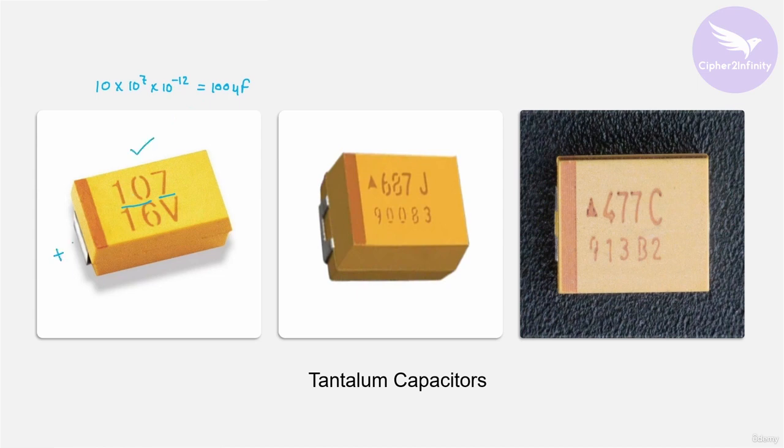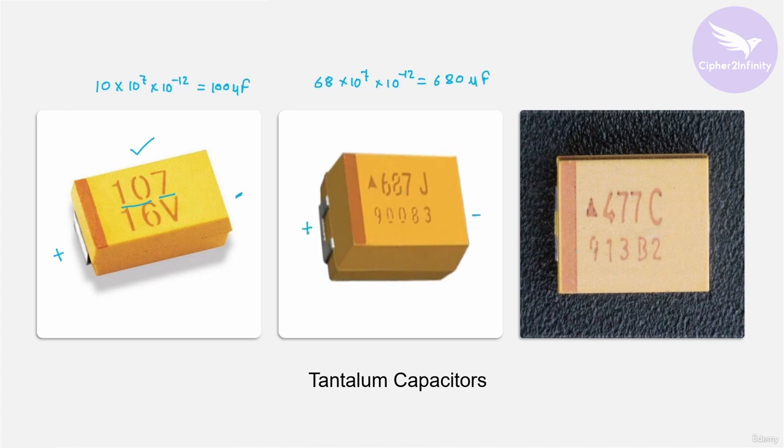And this one is the positive terminal. You can see here, this is the marking, and this one is the negative terminal. So that's the 100 microfarad capacitor. Now let's calculate the value for this capacitor. It's going to be 68 into 10 to the power 7, and after that into 10 to the power minus 12. That gives us 680 microfarad. So this capacitor has a value of 680 microfarad, and this one is positive and this one is negative terminal.